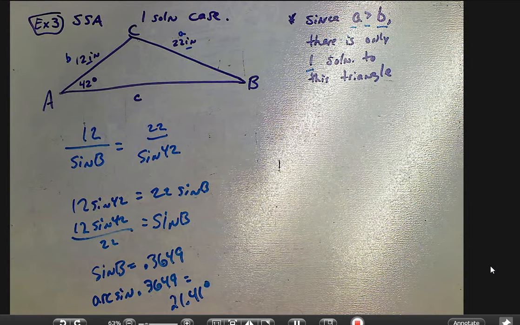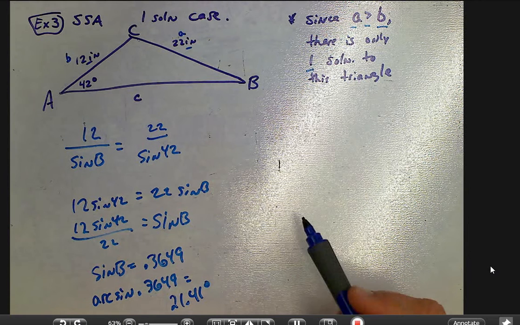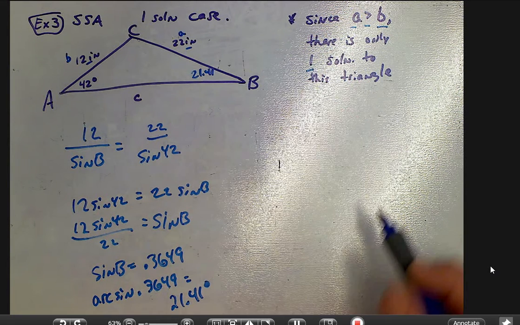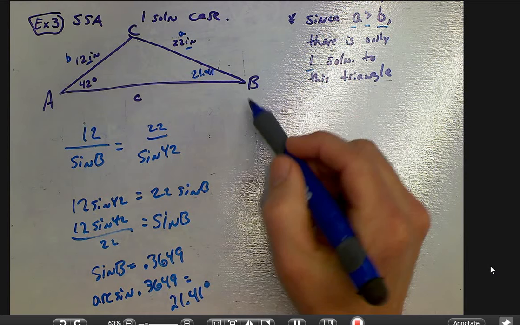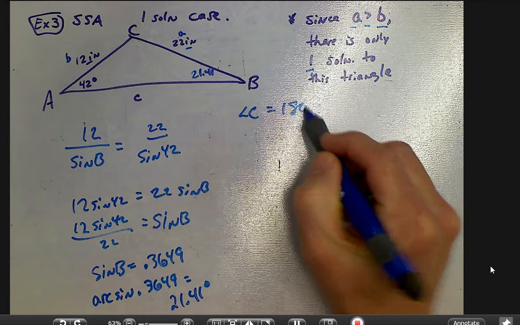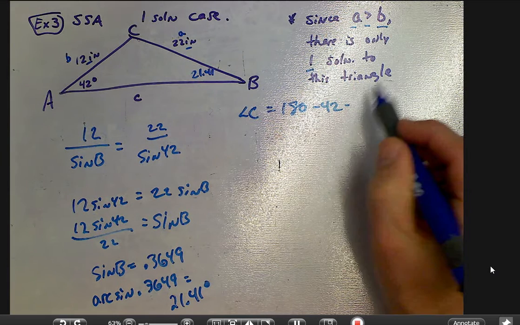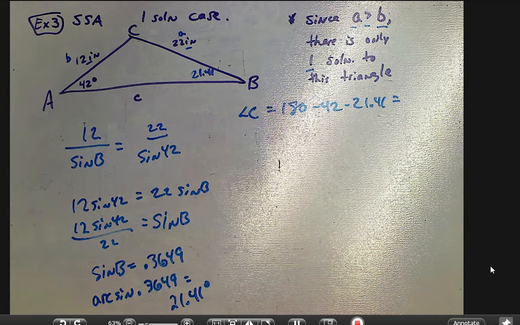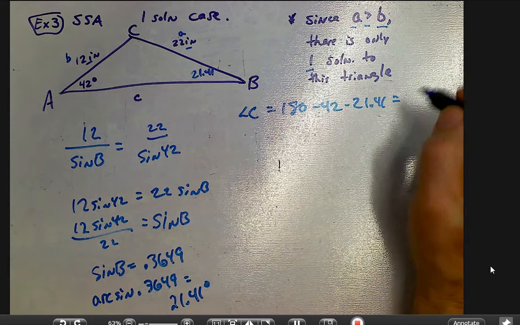So that now tells me that angle B is 21.41. That's an approximation, so is angle C. Angle C will now be 180 minus 42 minus 21.41, which leaves us for angle C to be 116.59.